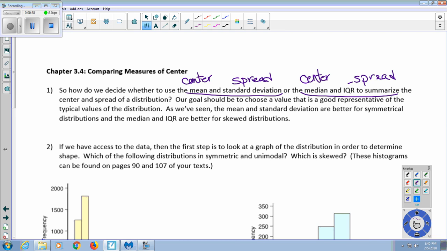And how do we know when to use which? So our goal should always be to choose the value that is a good representative of a typical value of the distribution. And so as it turns out, the mean and median are better for symmetrical. And we will only know whether we have symmetrical or not by looking at the distribution. So we're always going to graph first. And median and IQR are better for skewed.